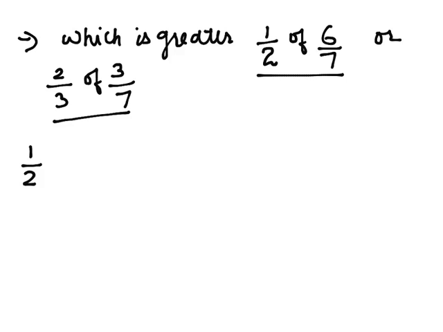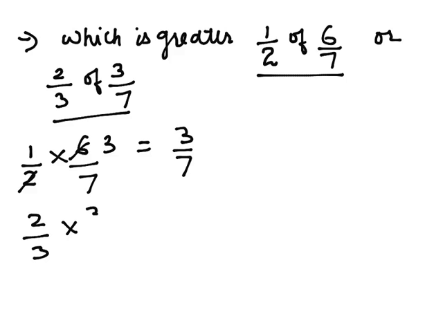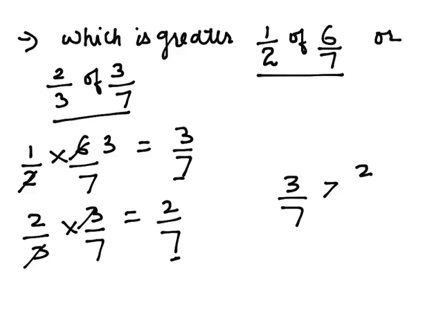So 1/2 of 6/7 gives us 2 times 3 is 6, it gives us 3/7, and 2/3 of 3/7 gives us 2/7. So clearly the denominators are the same, so we can say 3/7 is greater than 2/7, or we can say 1/2 of 6/7 is greater than 2/3 of 3/7.